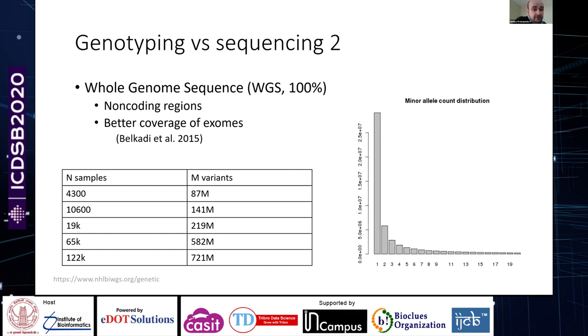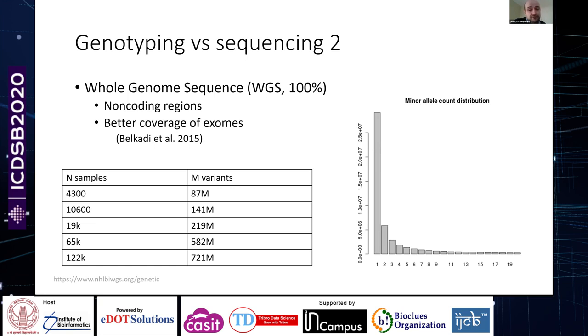Now coming to whole genome sequencing, it reads almost every base pair of the human genome. So it has the advantage to study all the mutations, including those which are located in non-coding regions. And it also has some advantage over the exomes, because, as it was shown, it has better coverage on the edges of the exome, where you can also find some functional mutations.